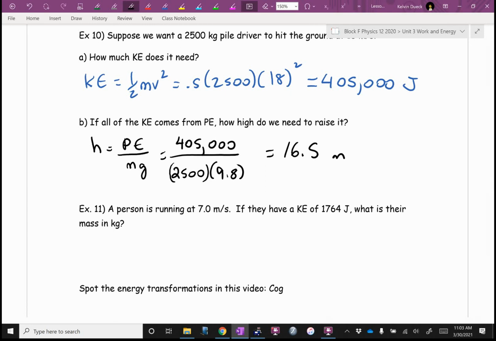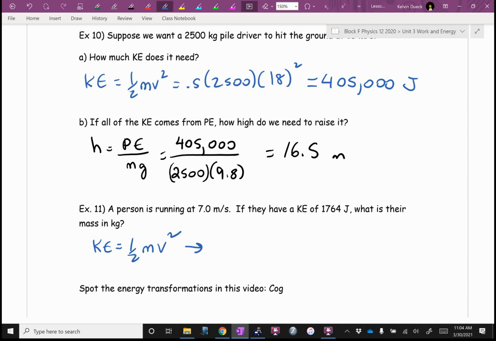A person is running at 7 meters per second. If they have a kinetic energy of 1,764 joules, what's their mass? Oh, I guess kinetic energy, let's get the M by itself. Kinetic energy was a half mv squared. How would I get the M by itself?